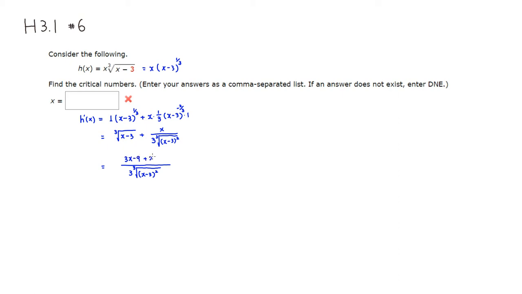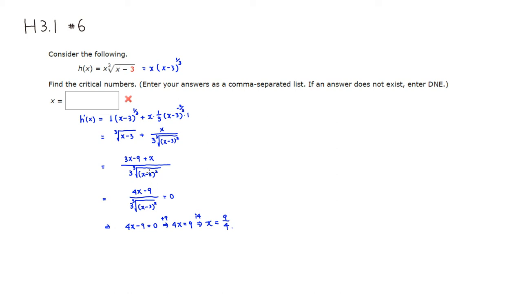Then you are adding x to it. So clean up a little further. You get 4x minus 9 over 3 times the cube root of the quantity x minus 3 squared. We set this equal to 0, so we have to make sure that the numerator, 4x minus 9, is equal to 0. Add 9 to both sides, you have 4x is equal to 9. Divide through by 4 to get x is equal to 9/4.